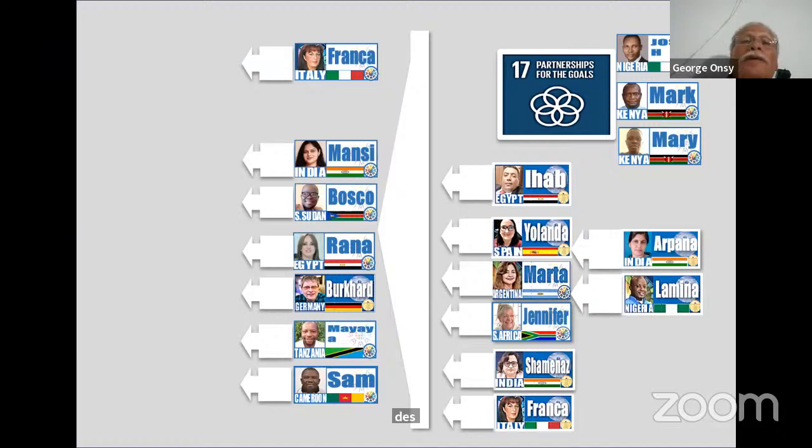I will not talk in detail about them. And then for 17, supposedly, Joseph, Mark, and Mary will stand for the partnership part, or goal 17, together with Mansi also and some others, because Mansi is a lawyer. So she will take care of the legal problems. Now I should move.